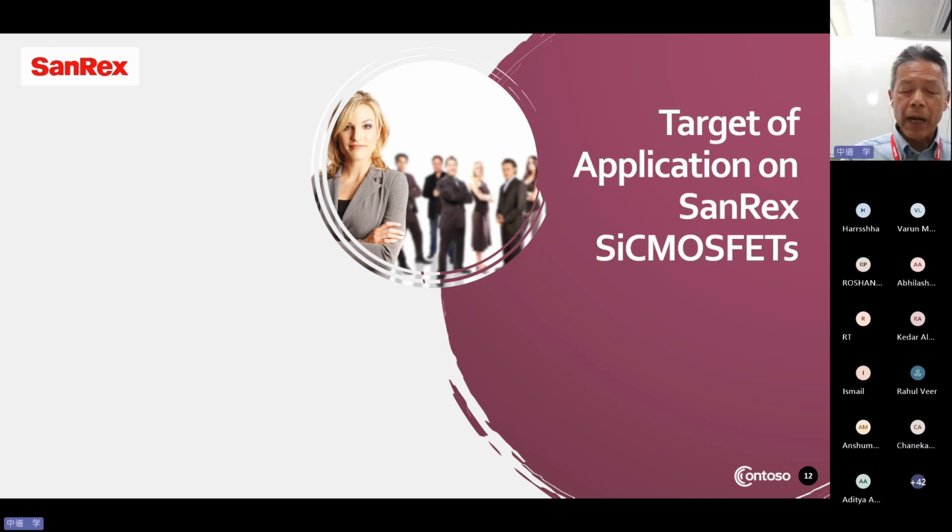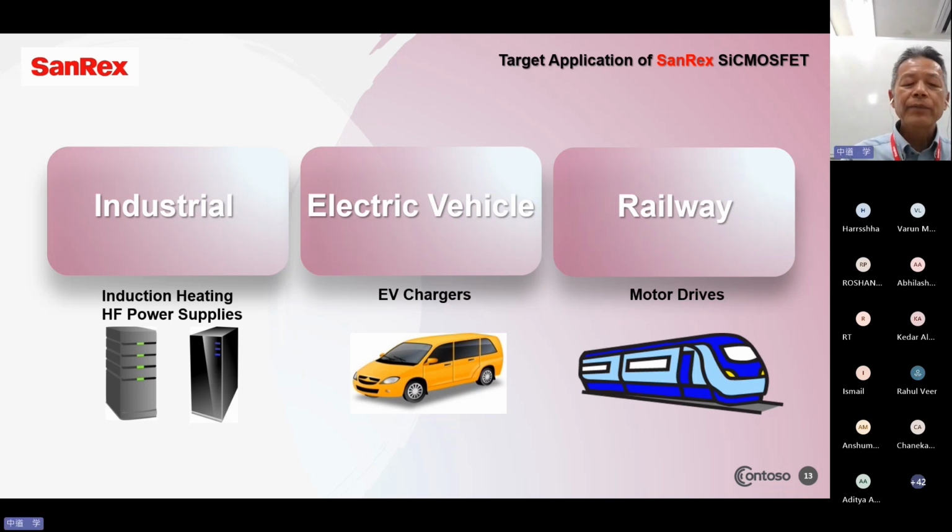Our target applications for silicon carbide MOSFET. We have 3 target applications. One is industrial, like induction heating and high frequency power supply; then electric vehicle, like EV charger; and then railway or motor drive.